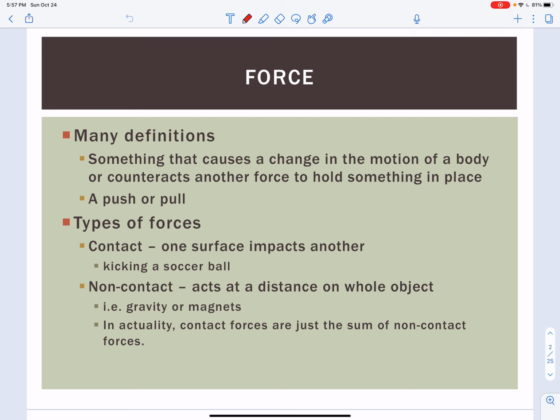Now, what's kind of strange and weird to think about is there really actually are no such things as true contact forces. In fact, every contact force that you can think of is really the sum of a bunch of electrostatic interactions generally, meaning like electrons are pushing on one another. And electrons never actually come into contact with one another. They simply cannot do that because, remember, they are both negatively charged.